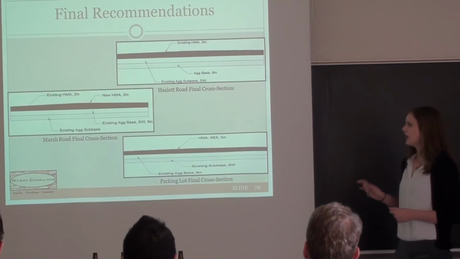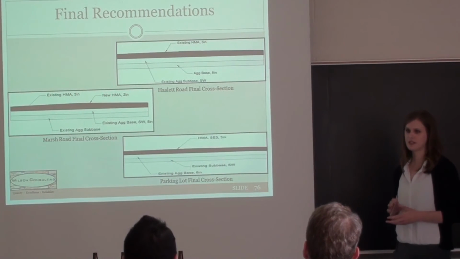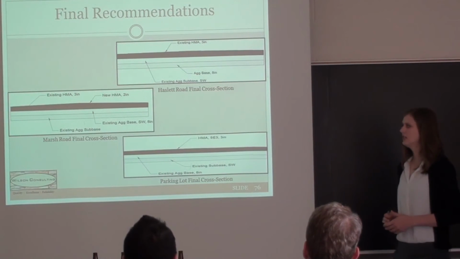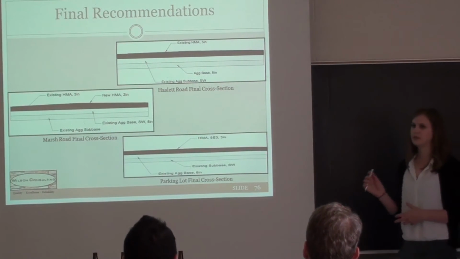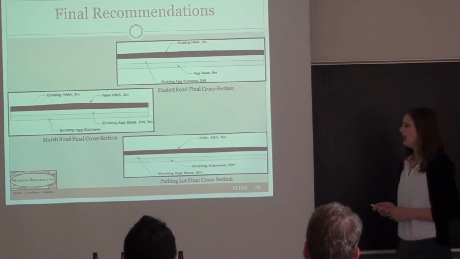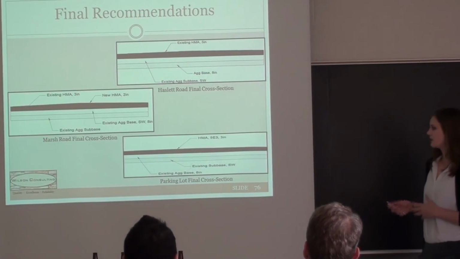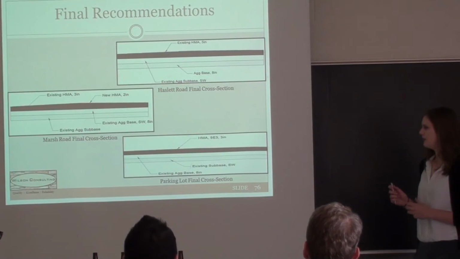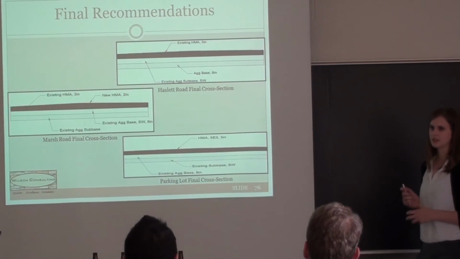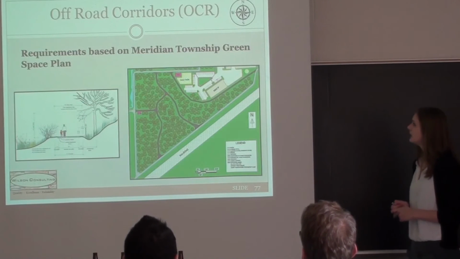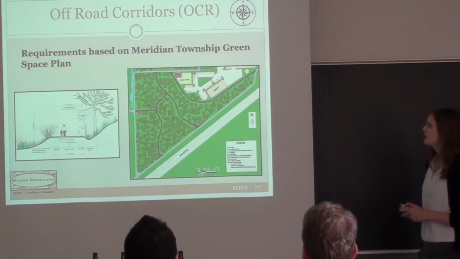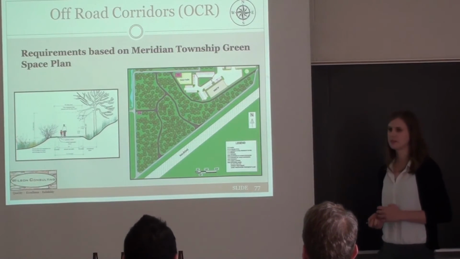So it's going to be milled off 2 inches, and it's currently an existing 5-inch asphalt layer. So this will leave a 3-inch HMA existing. And then for the parking lot, it needs to be completely torn up and reconstructed. And so it can also be noted that the subbase material can be recycled and reused just to have a sustainability aspect. The off-road corridors, we really wanted to follow the Meridian Township Green Space Plan.